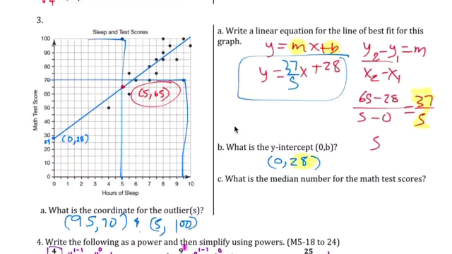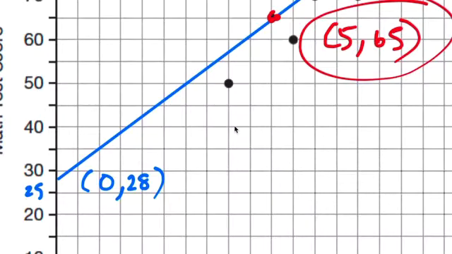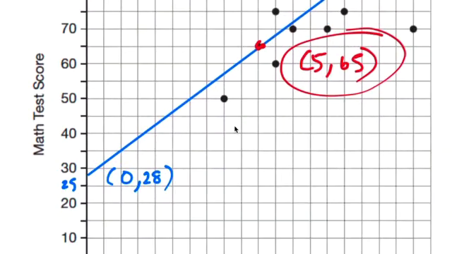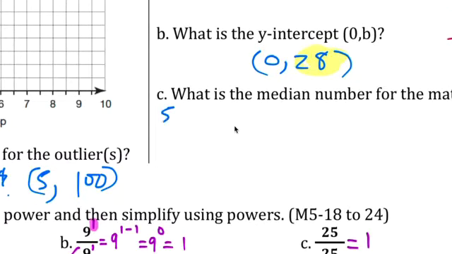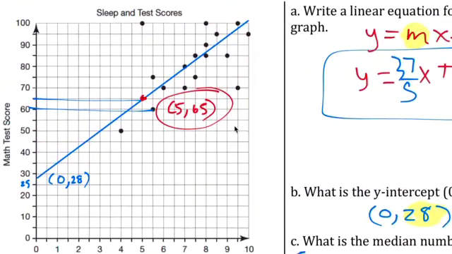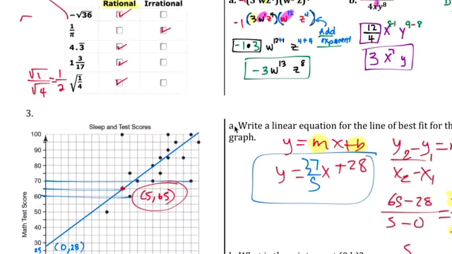The median numbers of math test scores. Okay, let's look at math test scores. Don't use this one because that's the one I added. So the lowest test scores is 50, and the next one is 60, and then 65. And then I got 3 of them, that's 70. And then I got 2 of them at 75, and 1 of them at 80.